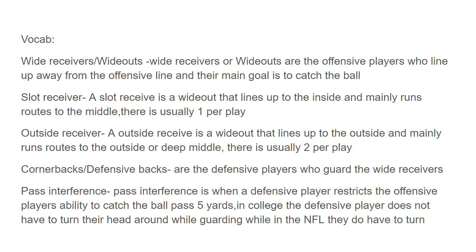A cornerback is a defensive player that guards wide receivers and tries to stop you. Pass interference is when a defensive player restricts the offensive player's ability to catch past the 5-yard line. In high school and college, the DB does not have to turn his head around and look at the ball. Well, in the NFL, they do.